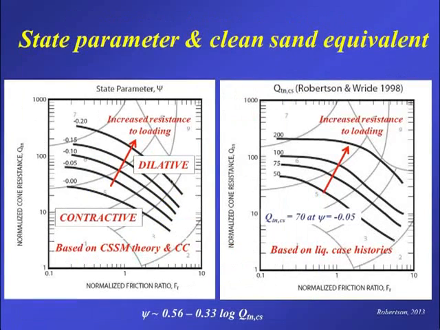Now, what's interesting is when you compare these two approaches. On the left, you've got the state parameter approach, essentially based on critical state soil mechanics and fairly comprehensive theory, supported by calibration chambers, numerical analysis, and frozen undisturbed samples. And then on the right, you've got these contours of clean sand equivalent that were based primarily on liquefaction case histories, of course, all seismic or cyclic liquefaction case histories. But when you compare the two, you can see they look remarkably similar.